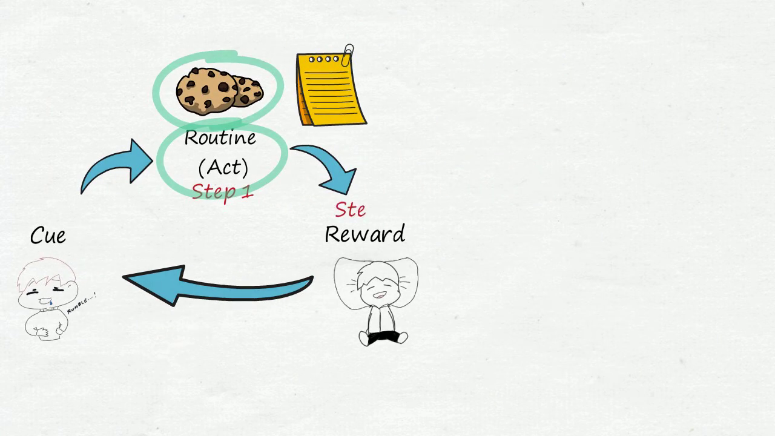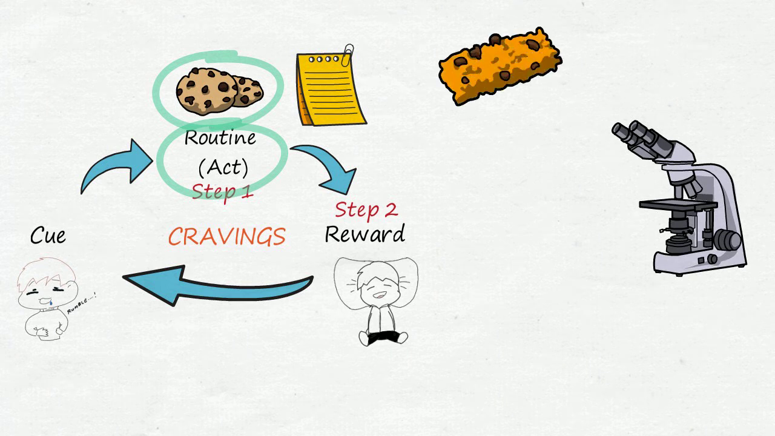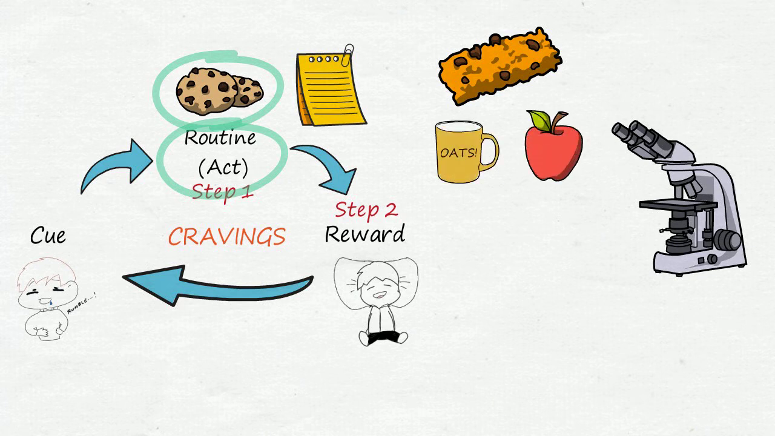Step 2 is to experiment with the rewards. Now, rewards are powerful because they satisfy the cravings. This is where instead of buying a cookie, you might experiment with different foods. On day 2, you might try a protein bar instead. Then on day 3, a packet of oats. Day 4, an apple. The reason for this is to determine which cravings are driving the routine.